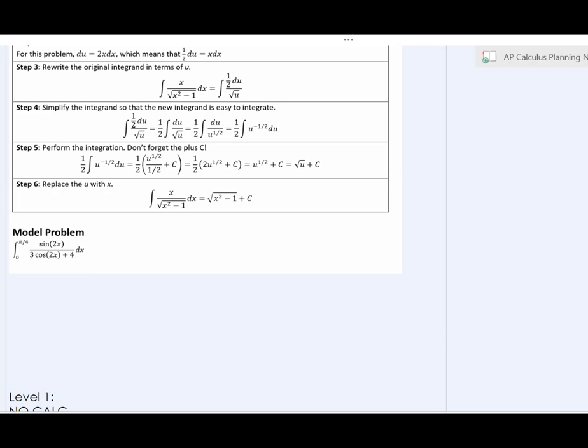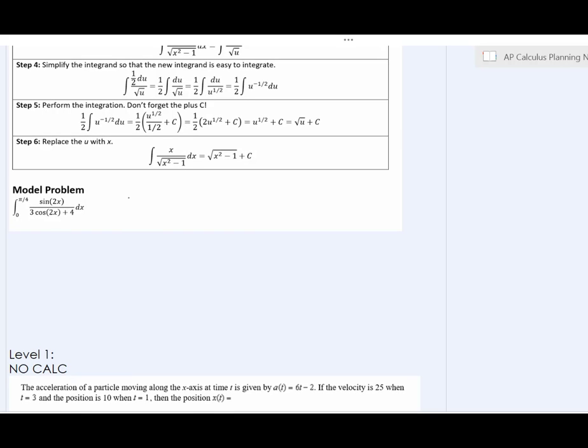When I look at U substitution, the most important thing is to identify what U should be. Because this is 3 cosine of 2x plus 4, that's a little bit larger of an expression than sine of 2x. So I'm going to make my U 3 cosine of 2x plus 4. The reason is that when I differentiate, that 4 is going to go away, and I also know that the derivative of cosine is negative sine, so this is going to look a little bit nicer.